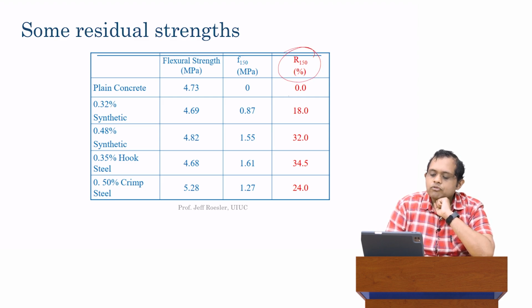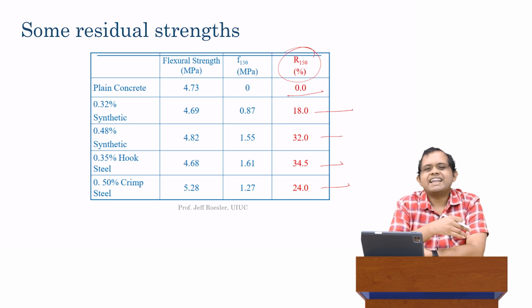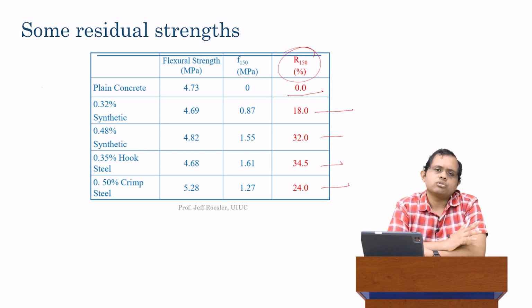And what we see is, of course, for plain concrete, the residual strength ratio is 0. We don't have a residual strength if you don't have fibers. But for the others, you'll see the residual strength can be 18%, 24, 34, 32. So it's generally in that range. Let's say, just for the sake of assumptions, it can be 15 to 40% residual strength, which you'll agree with me is not a small number.